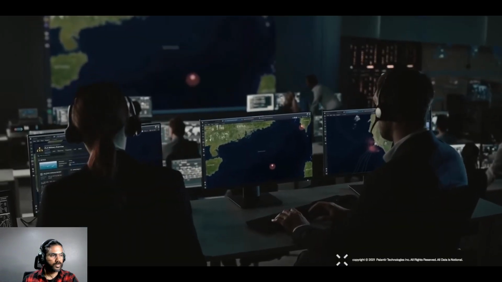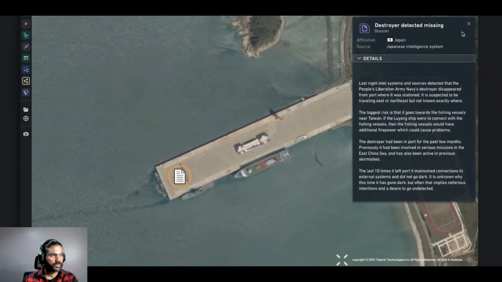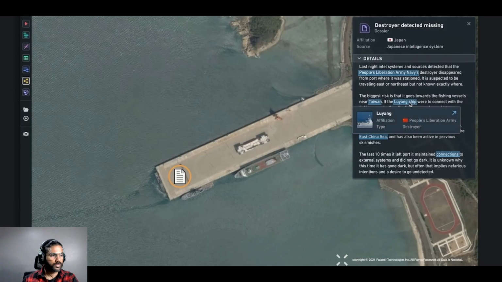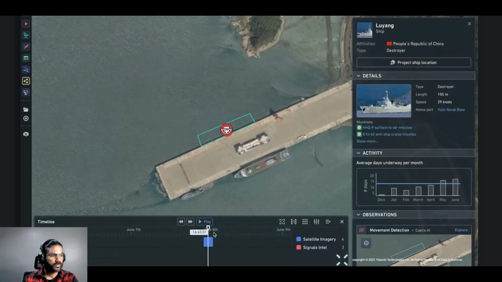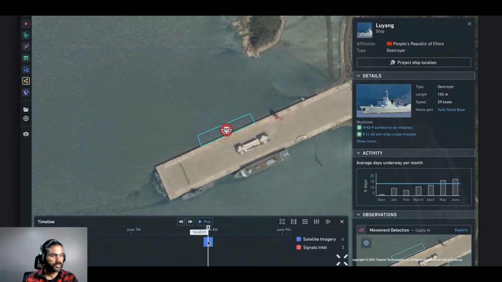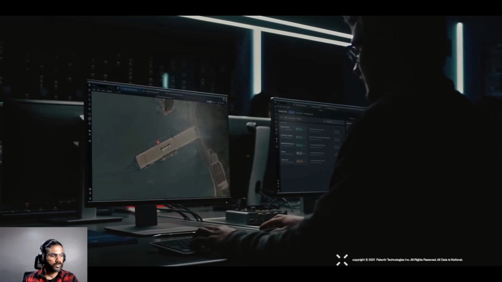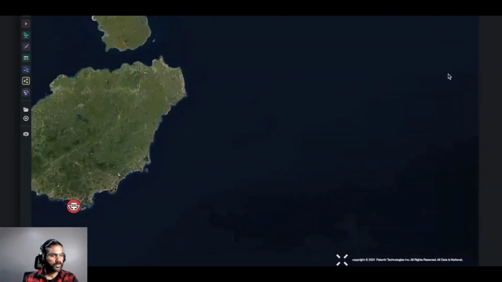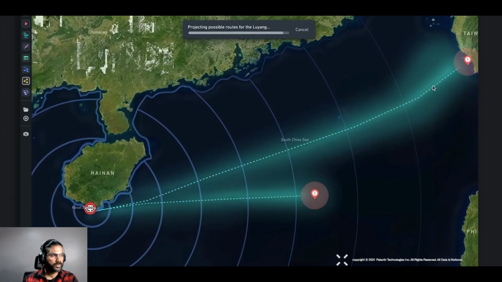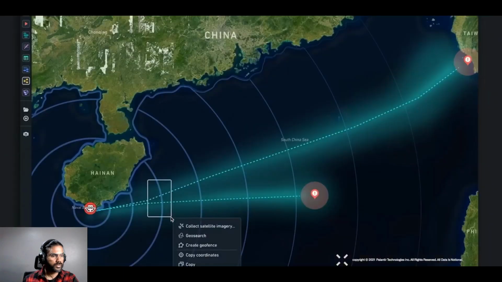So as the team watches closely with partner nations, a new alert comes in from Japanese intelligence. The Chinese Luoyang destroyer has gone dark and isn't showing up on intelligence feeds. The ship had previously been docked at a southern naval base, but AI models detect that it's now missing. Gotham fuses data from multiple sources to project likely paths for the Luoyang. The most dangerous routes head east, towards both the military exercise and the mounting tensions outside the Taiwanese port. The analyst identifies a key fork to monitor between the routes.